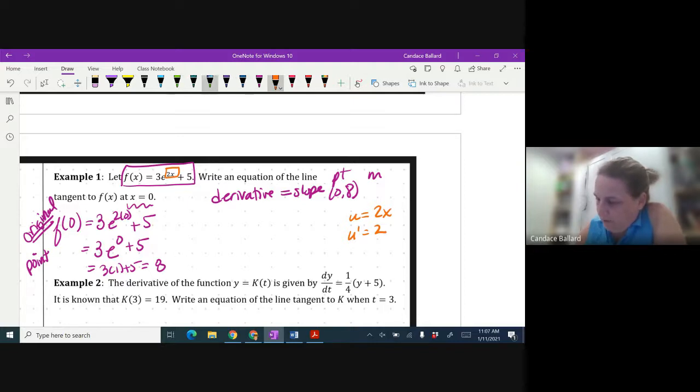All right, so I'm going to rewrite my function. f of x equals 3e to the u plus 5. And I'm going to take the derivative of that function with the u in there. All right, what's the derivative of e to the u? Go. Either there's a huge delay or we don't remember, because that one should be quick. It's the derivative of e to the u.